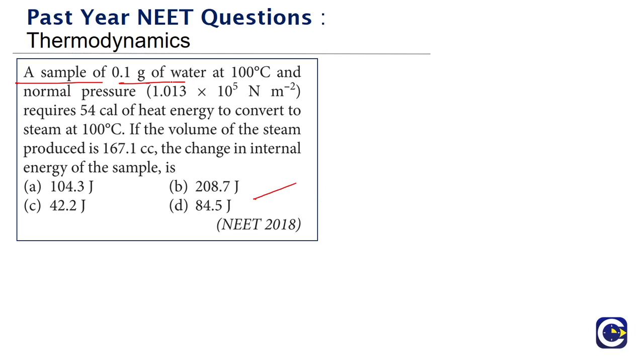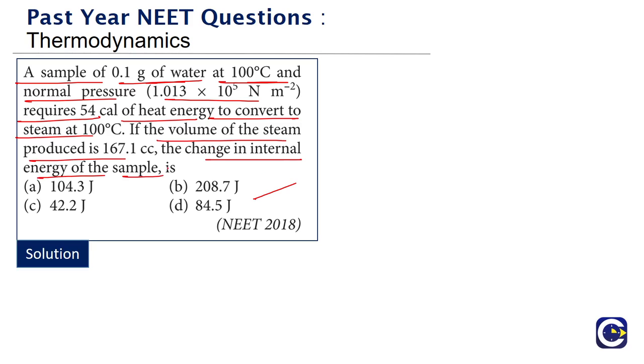A sample of 0.1 grams of water, which is at 100 degrees centigrade and normal pressure 1.013 into 10 power 5 Newton per meter square, requires 54 calories of heat energy to convert to steam at 100. Means it is requiring 54 calories of heat energy. So it will be absorbing 54 calories so that it will convert from water to steam. If the volume of the steam produced is 167.1 cc, then the change in the internal energy of the sample is.